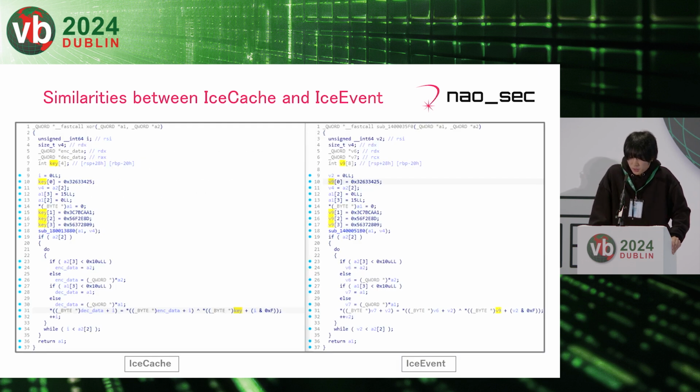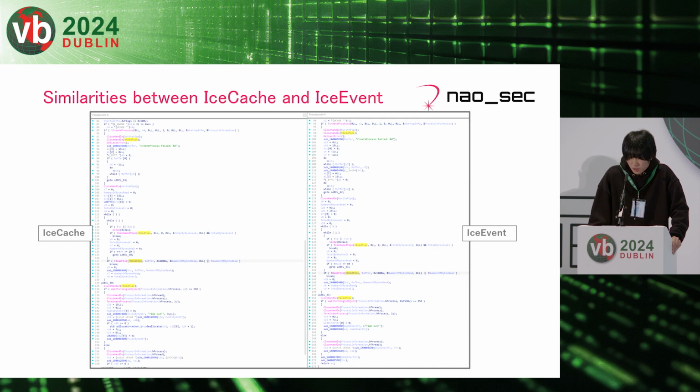This is the XOR-based data encoding process used for communication data, which is equal in both malware. This is the command execution process, equal in both malware. Since the function calls and branching process are exactly the same, we believe they were compiled from the same source code. Other commands also match perfectly.